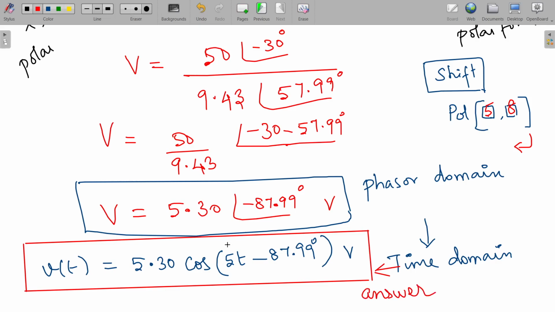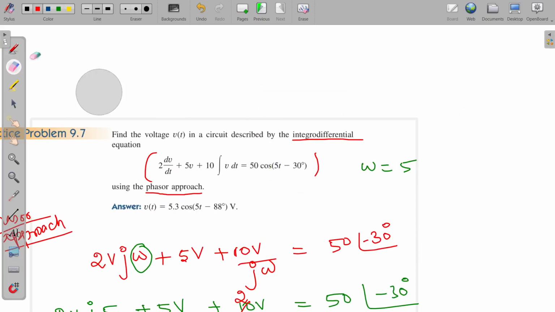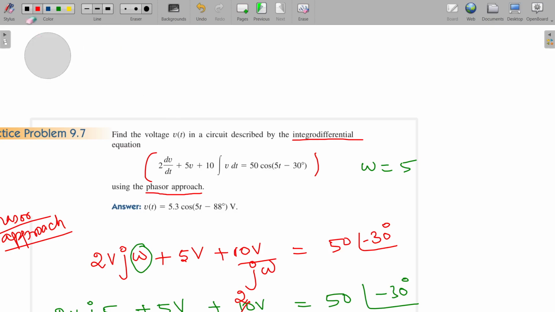And how did you get this 5? This 5 was given as omega, and it is given in the question itself. So that should be written here. You cannot simply put omega t. Instead, you can refer to your problem, in which it is already given as 5t. So that omega should be taken into consideration. Okay, that's all. Hope you have understood.